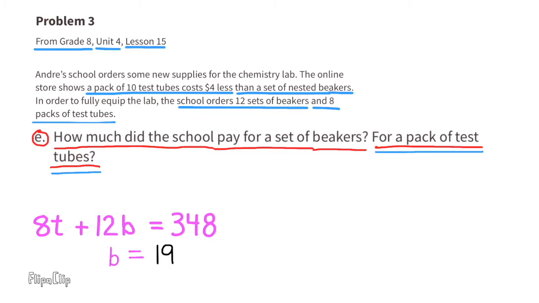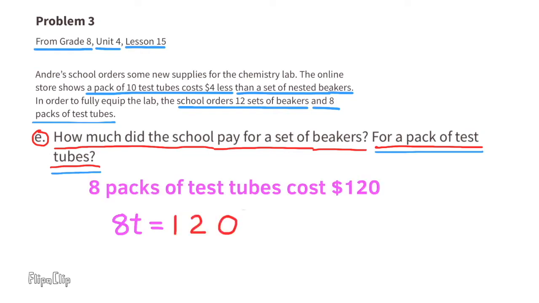Since B equals 19, we can substitute the B with a 19. 12 times 19, that's 228. So they spent $228 on beakers. Subtract the price for beakers from both sides. 228 minus 228 cancels each other out, and 348 minus 228 is 120. 8 packs of test tubes cost $120.